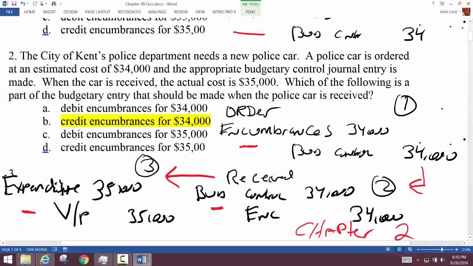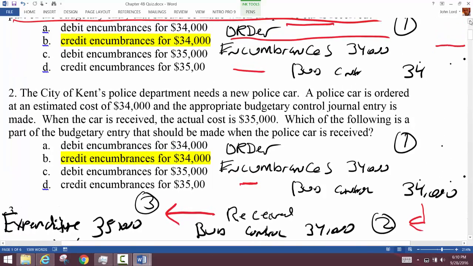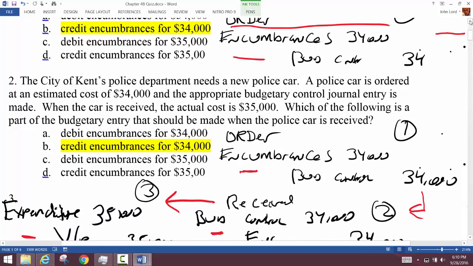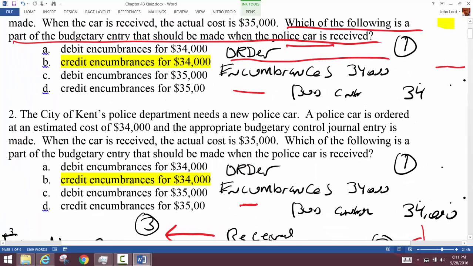And so if you come back up and you take a look, then when we receive the car, that would include what? The credit to encumbrance, wouldn't it? Isn't that what we just did right there? Didn't we credit encumbrance right there when the car came in? Okay. Question? Okay, good. Question number 2.